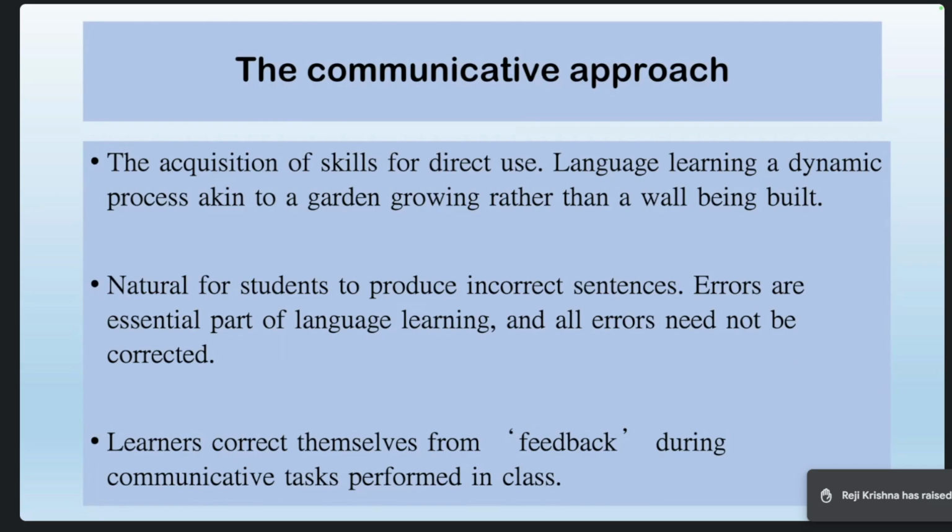Language learning is a dynamic process akin to a garden growing rather than a wall being built. This is an image that repeatedly comes to my mind. Very often we believe that we can teach language just as we build a wall by putting one brick on the other. And we also believe that the students in our class constitute one homogeneous whole, with each student being a brick in a larger framework. Both have a problem. One, language learning, which has so many aspects. All these aspects grow up in the student's mind in varying degrees.